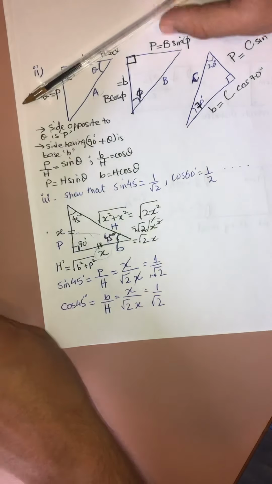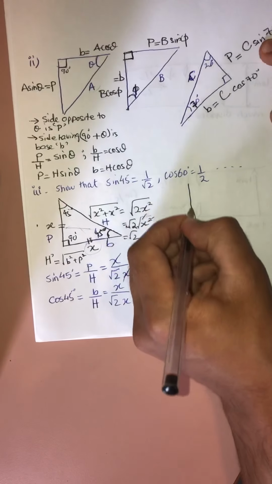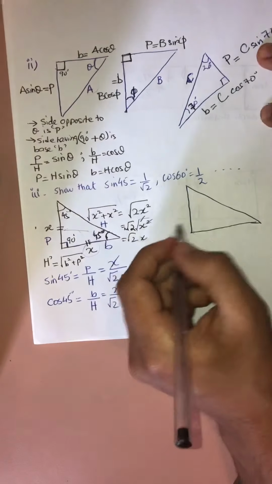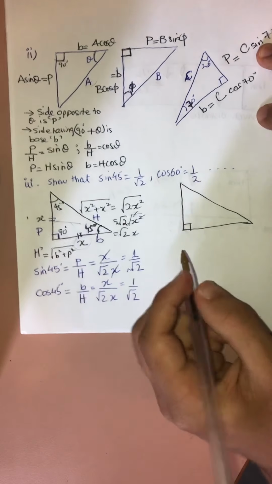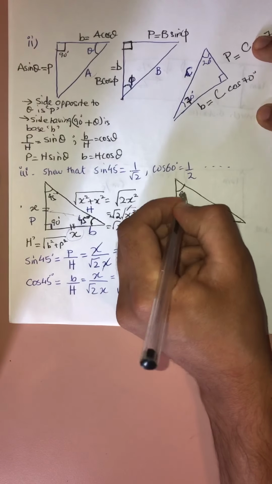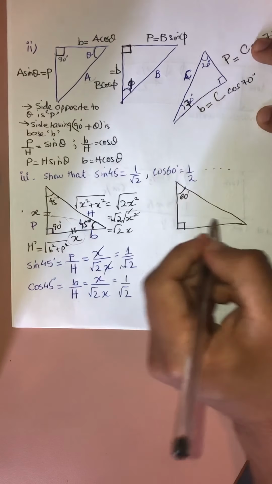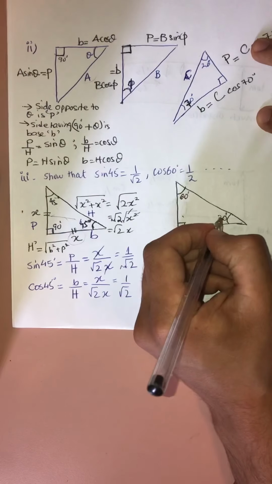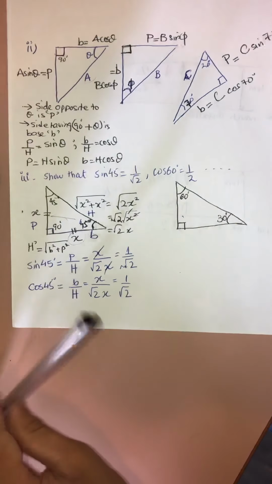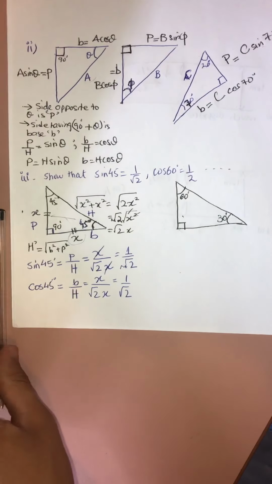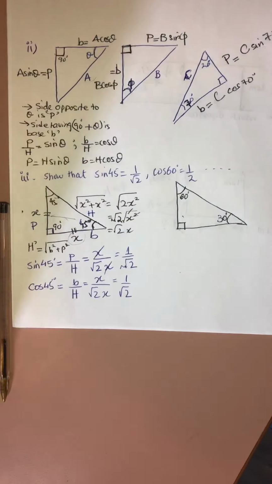Now similarly, let's consider a triangle in which this is 90 degrees, and consider one of the angles is 60. If this is 60, then this would be 30, because 90, 60 and 30 give 180. Here we have to play a trick, a mathematical trick.